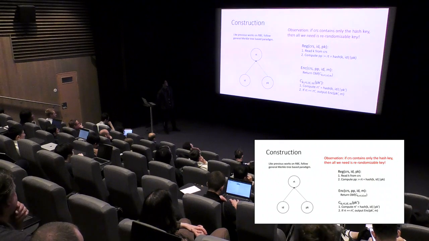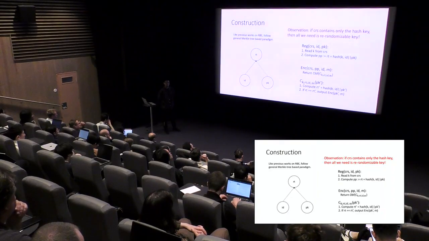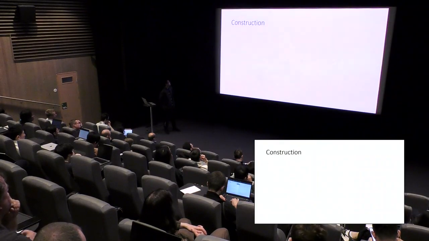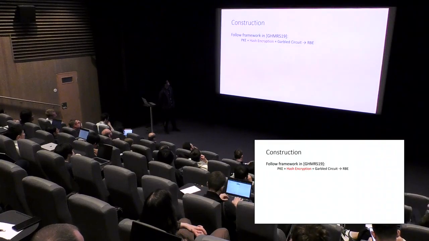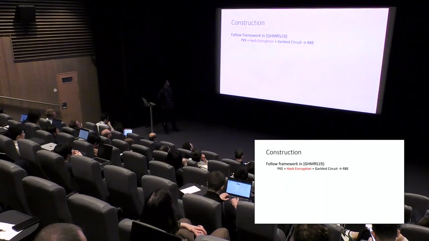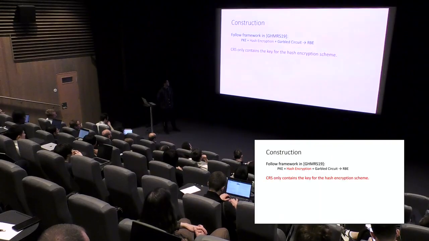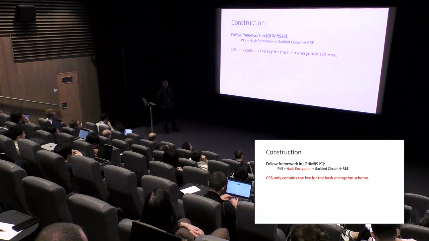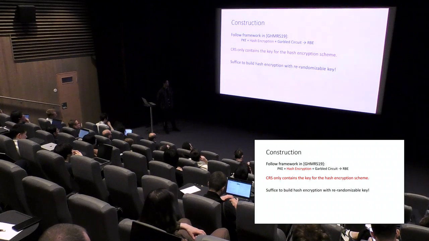The key observation is that if the CRS contains only the hash key, then all we need is a re-randomizable key for the hash function. More specifically, we will follow the framework in the paper, registration-based encryption from standard assumptions, which says that RBE can be constructed from PKE, hash encryption, and garbled circuits. And note that the CRS of this scheme indeed only contains the key for the hash encryption scheme, so it suffices to build hash encryption with re-randomizable key.